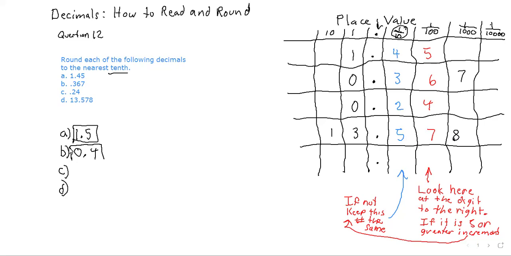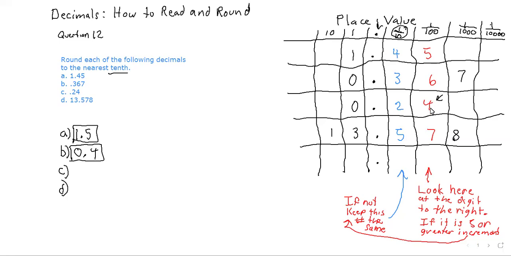And again, why do we do that? Because the original number was 0.36 and the 6 was 5 or greater, so we increment the number. Okay. Now we're going to go to the next one. Next one is 0.24, that's C, and we see it right here. We look at the number directly to the right of the blue number. The blue digit is 2. The digit directly to the right of that is written in red, it's 4.